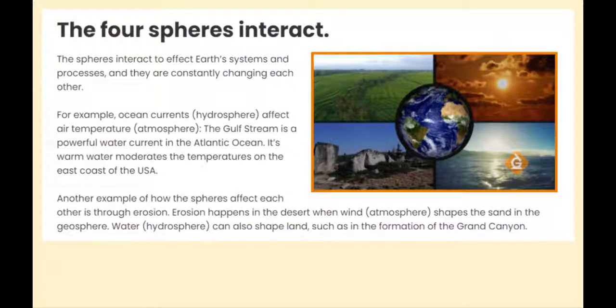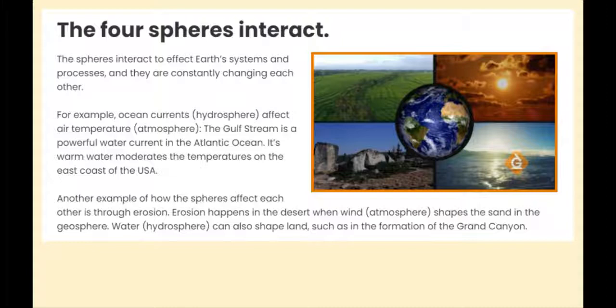The 4 spheres all interact with each other. The spheres interact to affect Earth's systems and processes, and they are constantly changing each other. For example, ocean currents, the hydrosphere, affect air temperature, the atmosphere. The Gulf Stream is a powerful water current in the Atlantic Ocean. Its warm water moderates the temperatures on the east coast of the USA.